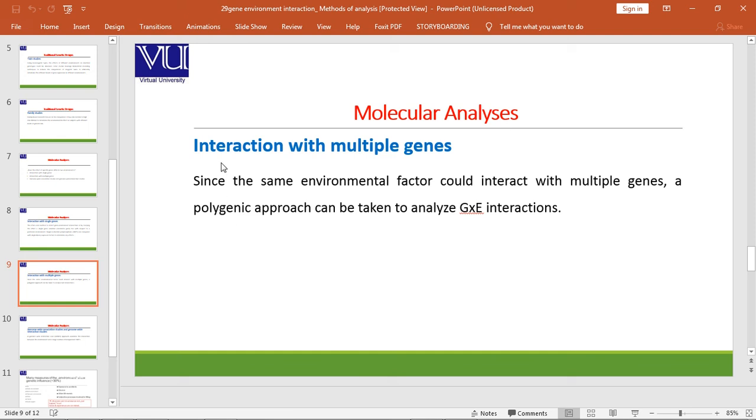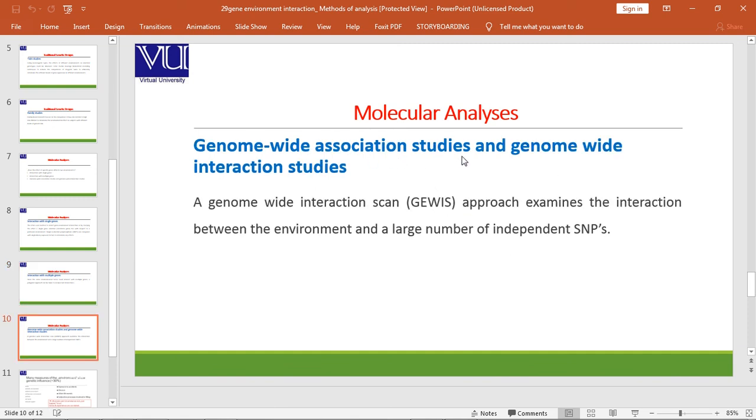Molecular analysis, interaction with multiple genes. Since the same environmental factors could interact with multiple genes, a polygenic approach can be taken to analyze gene environment interactions. Genome-wide association studies and genome-wide interaction studies. Genome-wide interaction can scan gene interaction. The GEWIS approach examines the interaction between the environment and a large number of independent SNPs.